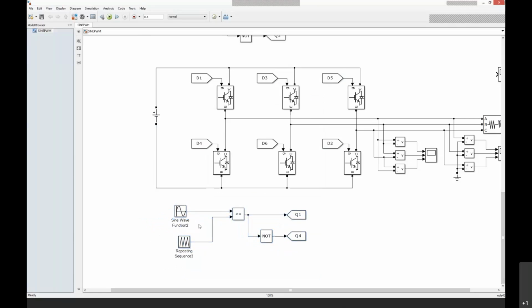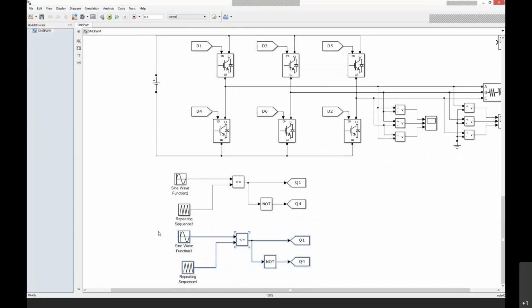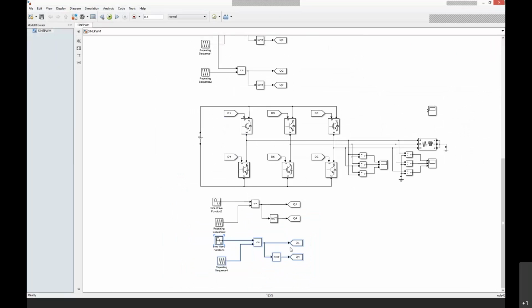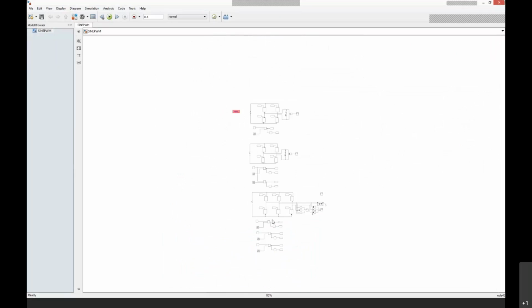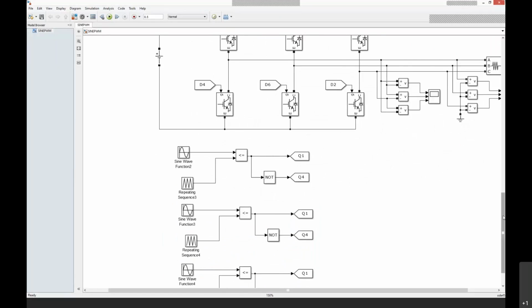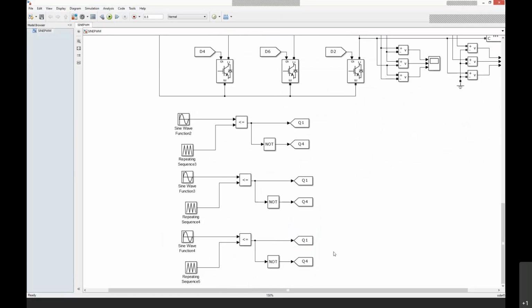This corresponds to B phase. So you have something like this. Similarly for C phase, you need to copy it again. This is for C phase.